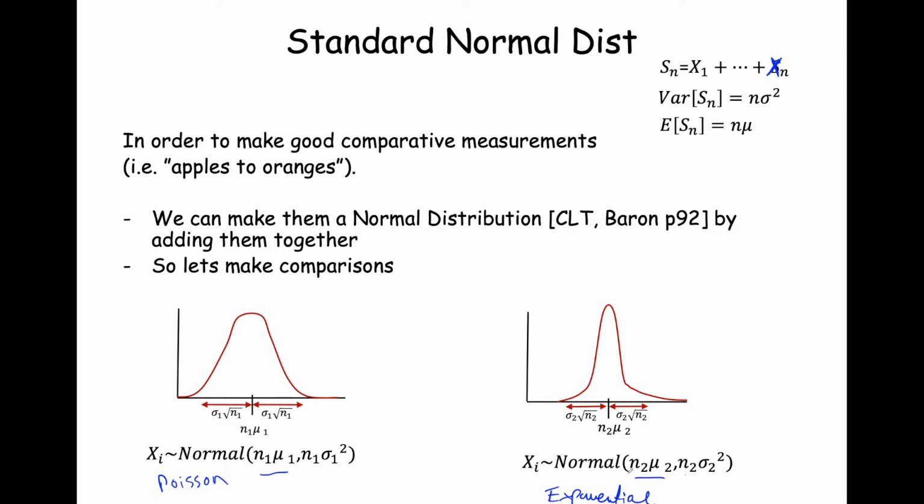Okay, so we have these and we want to make comparisons. And I just changed the example. Let me go back. Instead of the Poisson and the exponential, let's assume that you have 100 temperatures that you've measured over the course of one day. And then let's also assume you have a Poisson.